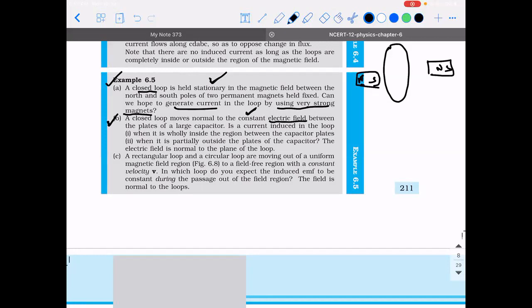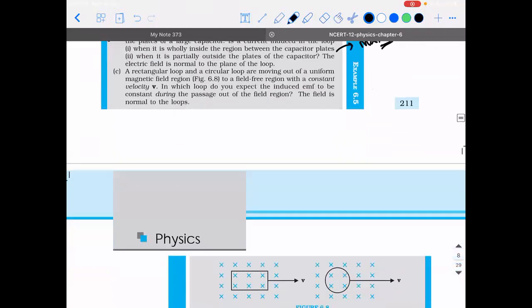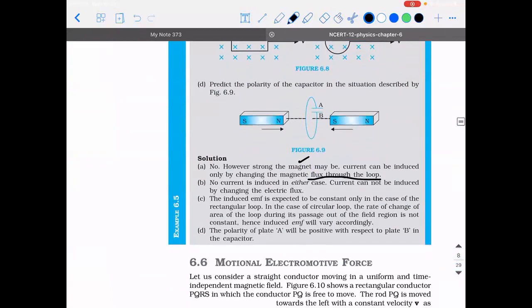Correct? Actually, I can't explain this concept now because you need to know Maxwell's theory. There is something called displacement current that you need to know, which will come only in the 8th chapter. I don't know why they asked the question here. Only then you will understand it. But as of now, you can write the answer as no, because the electric field is constant with respect to time.